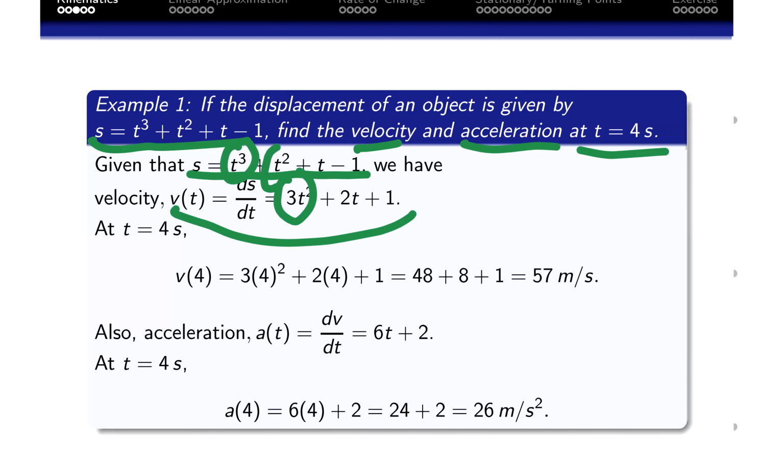I mean, differentiate t, rather, you get 1. Differentiate minus 1, that's 0 because it's a constant. So now you have your velocity, the expression for your velocity, you have it right here.